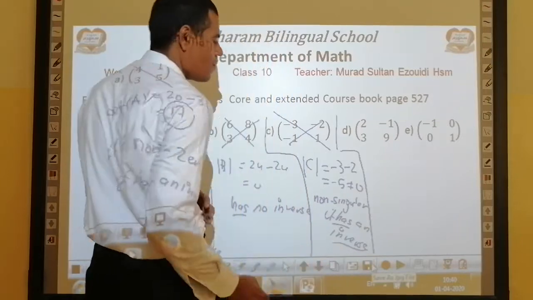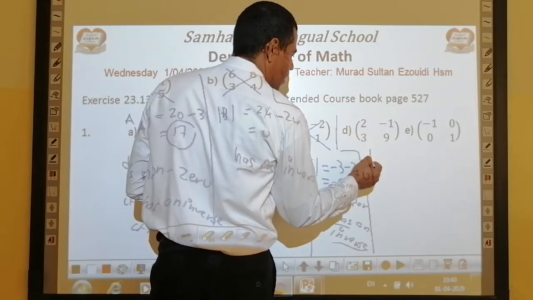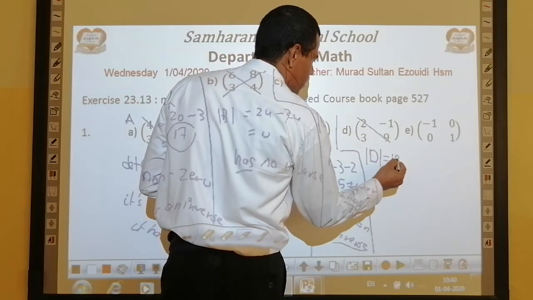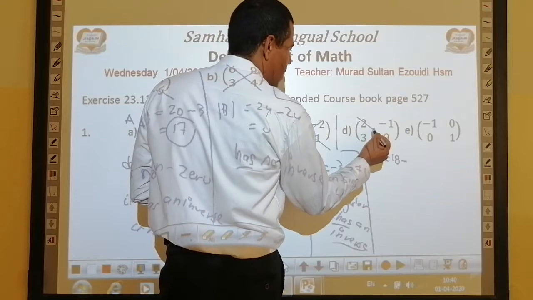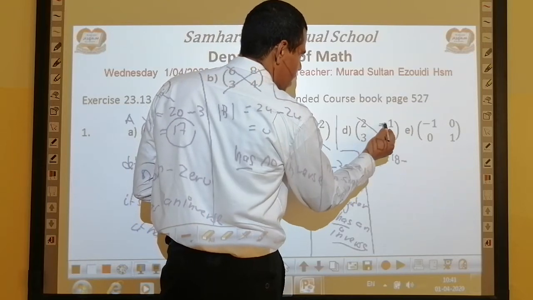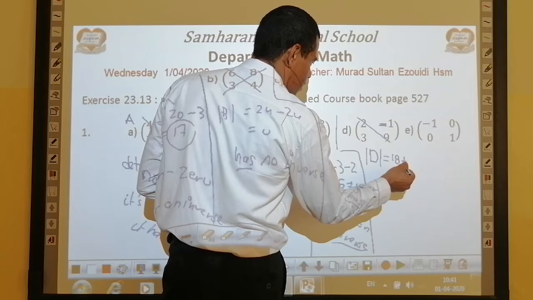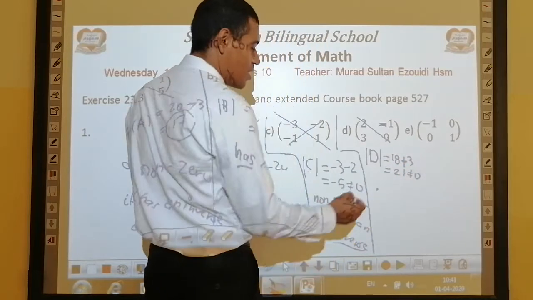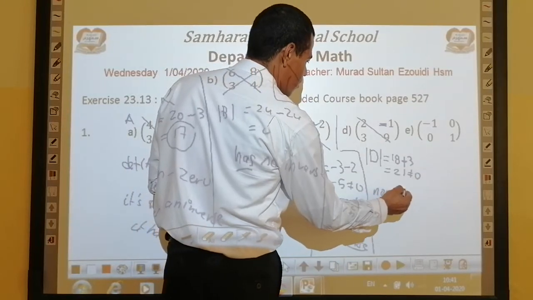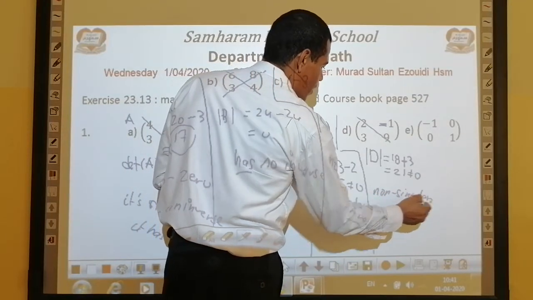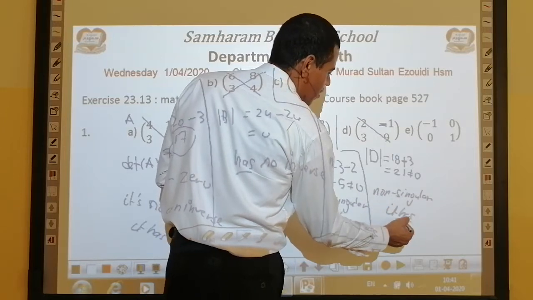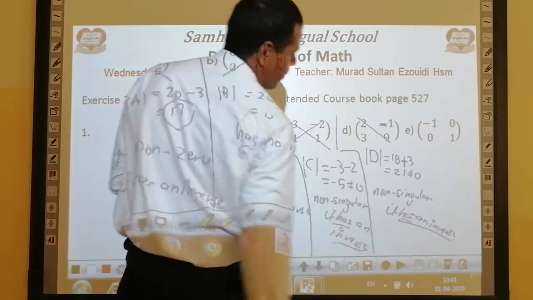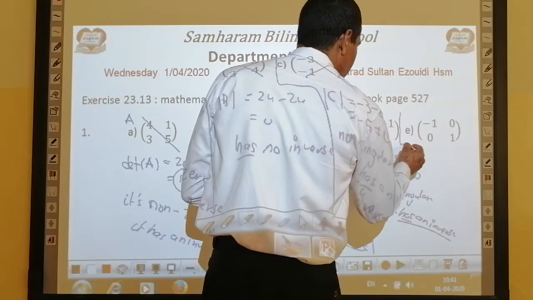The next one. This one, I will label capital D. The determinant is what? 2 multiplied by 9 is 18, minus 1 multiplied by 3 is 3, but there is a negative sign and a negative sign, so I'll make positive 3, equals 21. 21 is different to 0, so it is non-singular. Non-singular means it has an inverse. Okay, the next one, the last one, E.